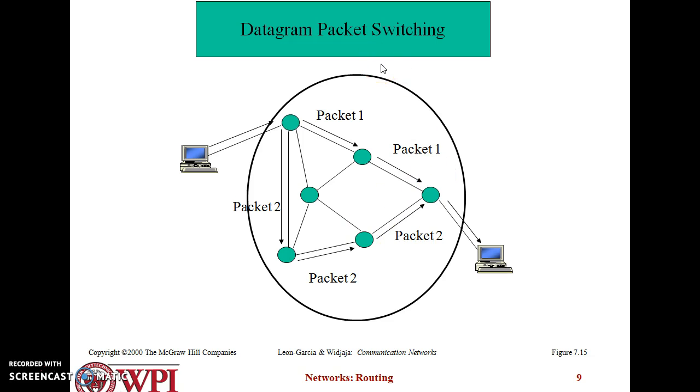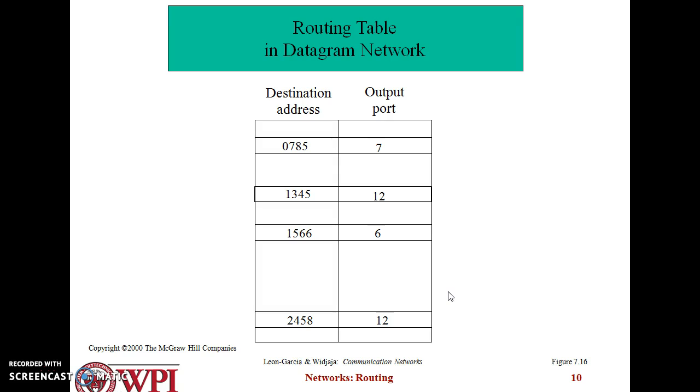Next is datagram packet switching. The client sends the request to the server. The server responds to the request by sending the packet or receiving the packet. This is the minimal configuration. This is the routing table in datagram protocol: destination address and the output port. It contains the address of the server and the port involved in the communication.